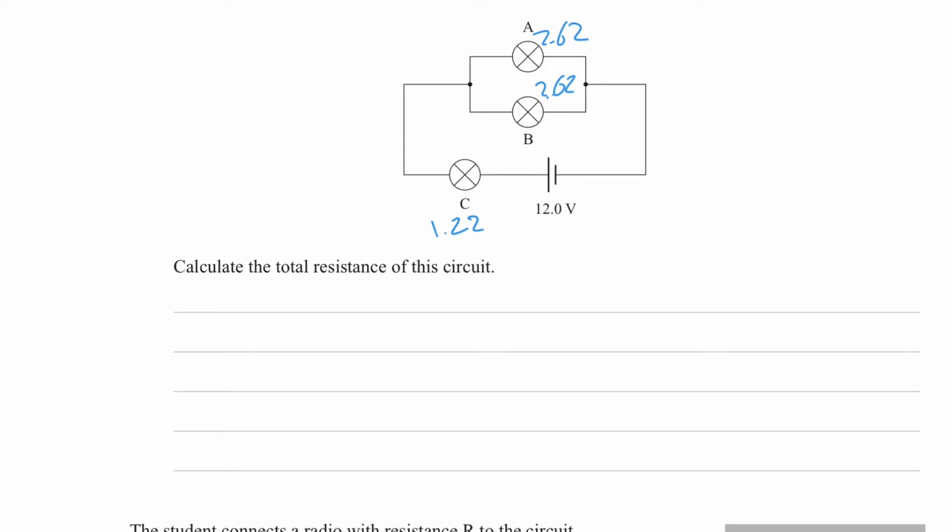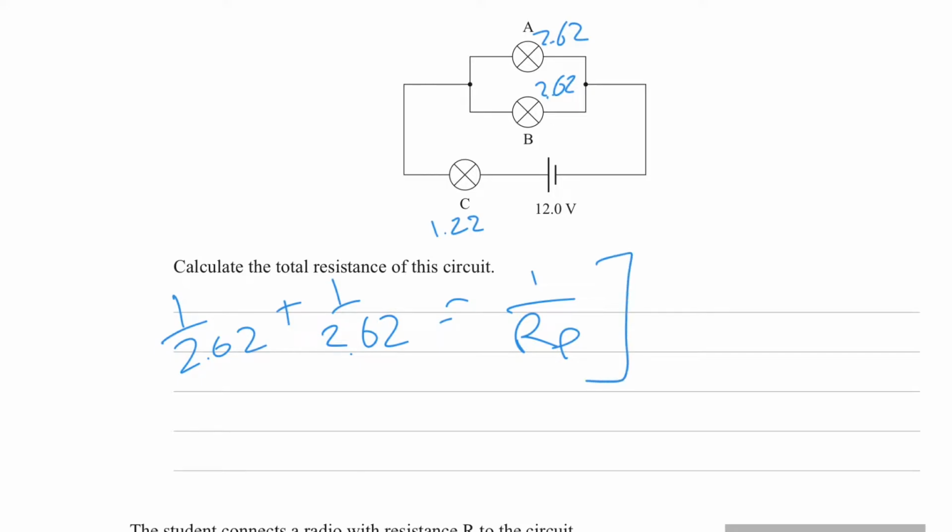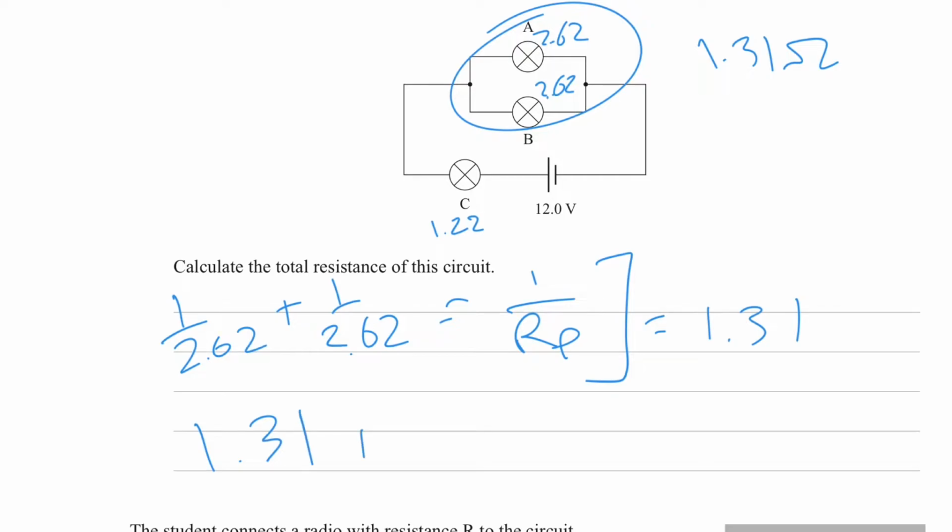So calculate the total resistance of the circuit, the 2 in parallel up the top, 1 over 2.62 plus 1 over 2.62, and then that equals 1 over the resistance in parallel, add that together, flip it the other way, you know how it goes. Or you can look at it and know that that portion of the circuit is going to be half of that, so 1.31 ohms, and then you're going to add that 1.31 ohms to 1.22 equaling 2.53 ohms.